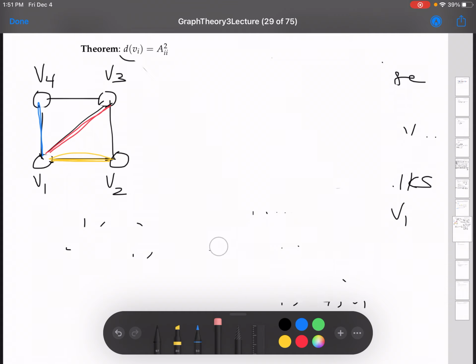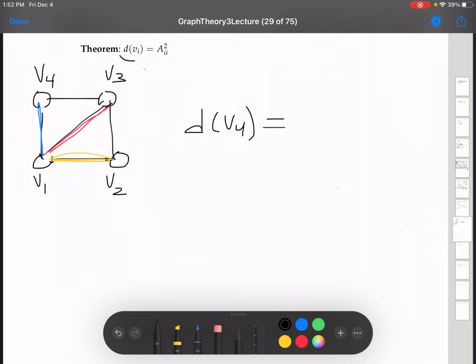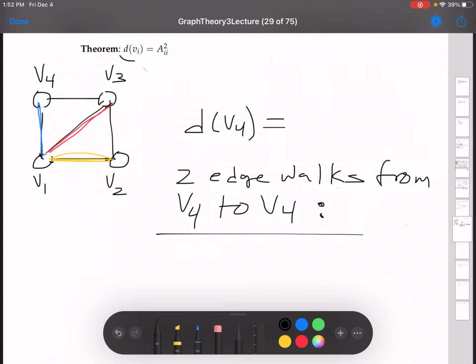Maybe we should look at one more. Which one do you want to look at? Oh, okay, V4. That sounds good. The degree of V4, you can see that it's 2, but you could also see that the number of two-edge walks from V4 to V4, let me list them here: V4, V1, V4, and V4, V3, V4. So there's 2 of them. They are exactly the same thing.